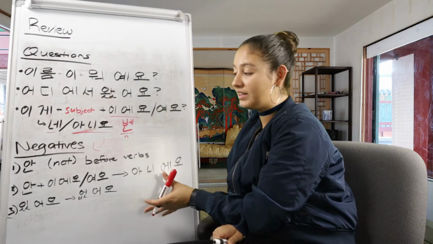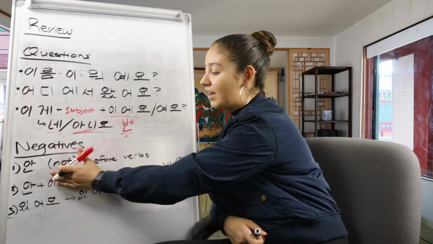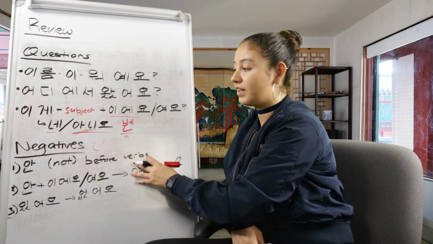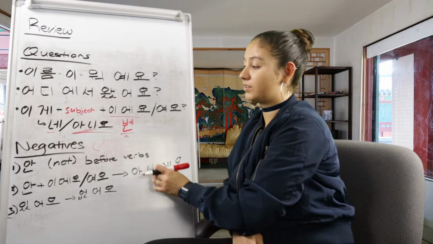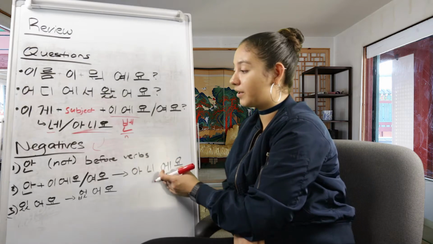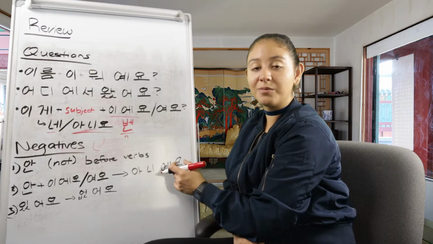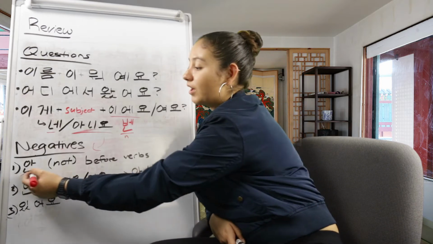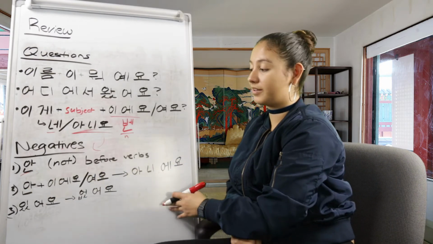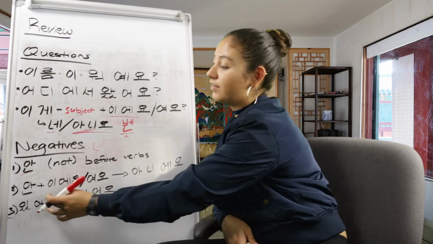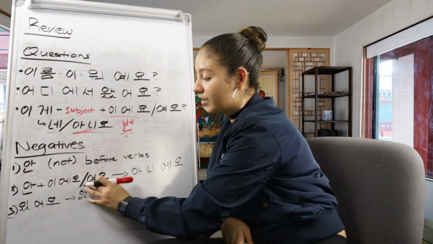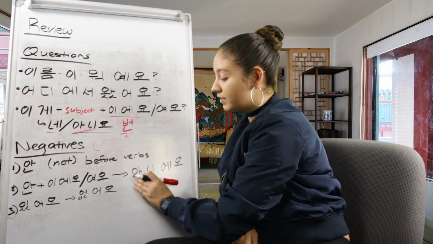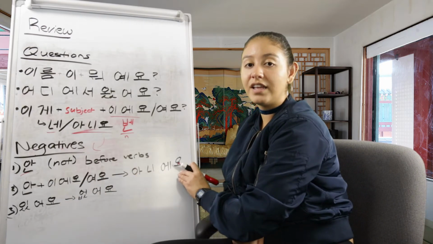So here we have our 3 negatives. And our first one we have 안. This will be placed before verbs, such as if I were to say 저는 미국에서 왔어요, meaning that I'm from America. Now I want to say that I'm not from America, so I would put 저는 미국에서 안 왔어요, meaning that I'm not from America. In our next one, we have 안 plus 이에요 or 예요. Those are the 2 different forms of either consonant or vowel. And then put all together, it creates the word 아니에요.